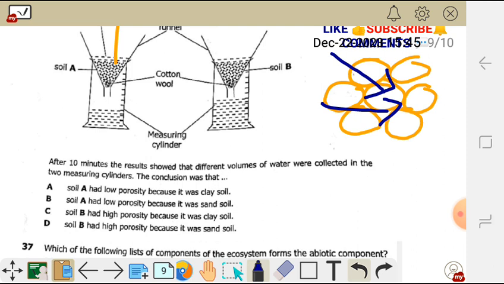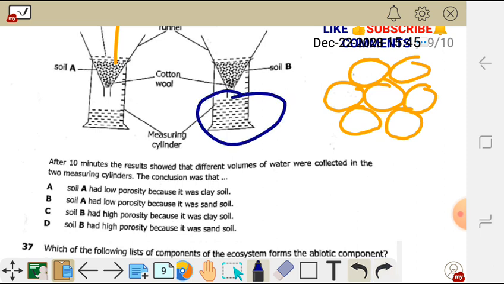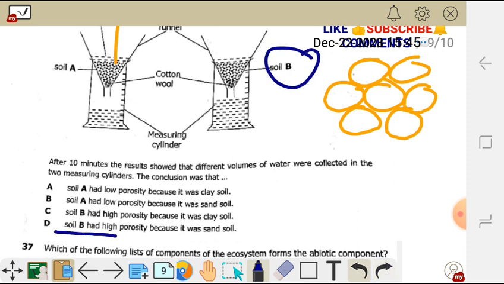It is going to drain. More drainage of water will be observed. Why? Because the particles form big pores where water can pass. So we are going to observe more water in here. Why? Because it is sand and it is more porous. So the correct answer here is D. So soil B had high porosity because it was a sand soil.